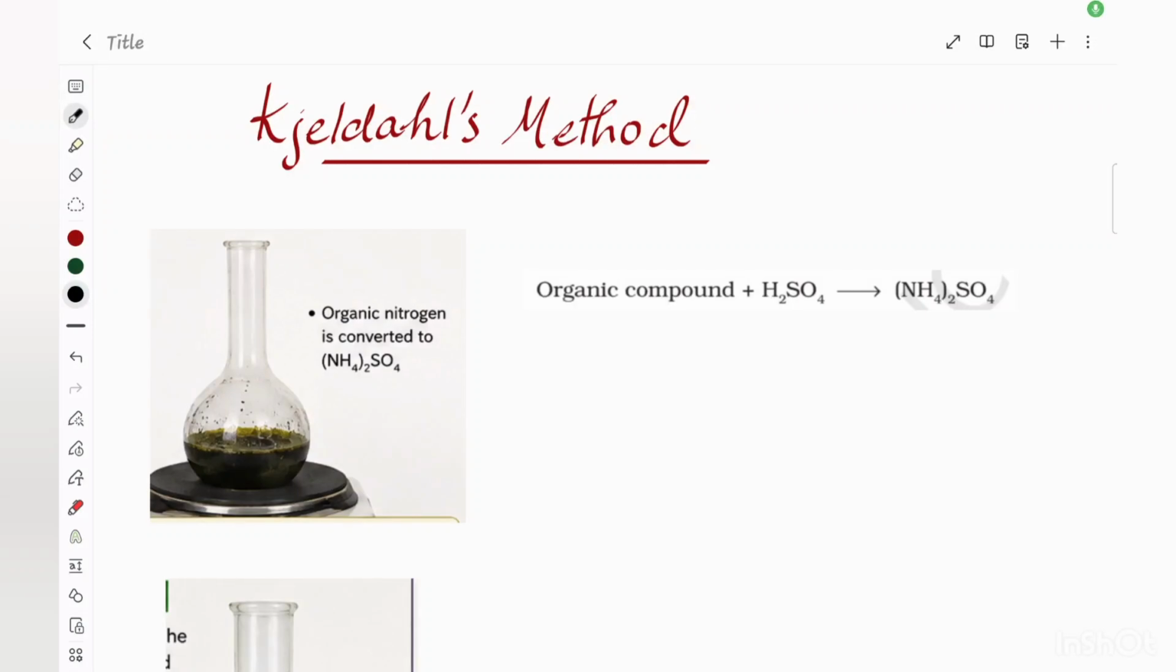Hello all. So today we are going to discuss the Kjeldahl method in an easy way. Don't skip this video. I will explain how NCERT is explaining it, and how easily, without mugging up any formula, you can solve Kjeldahl method problems. You just have to understand the concept behind it.